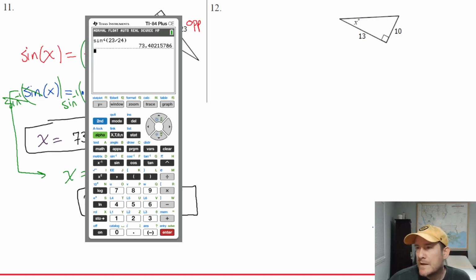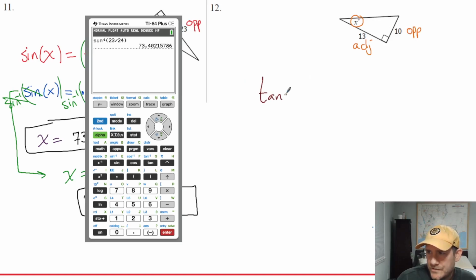Let's do another. In number 12, you're solving for x. We're going to take the exact same approach as before. X is my variable, X is my angle. But I can still see that across from it is 10, so that's opposite. I can see that adjacent to it is 13. So if I'm trying to write an equation about opposites and adjacents, I know I'm going to use tangent. It's the TOA in SOHCAHTOA. The tangent of x has to equal opposite over adjacent.